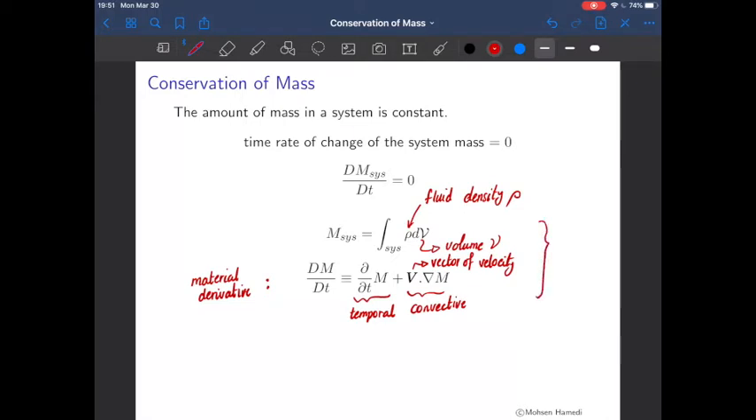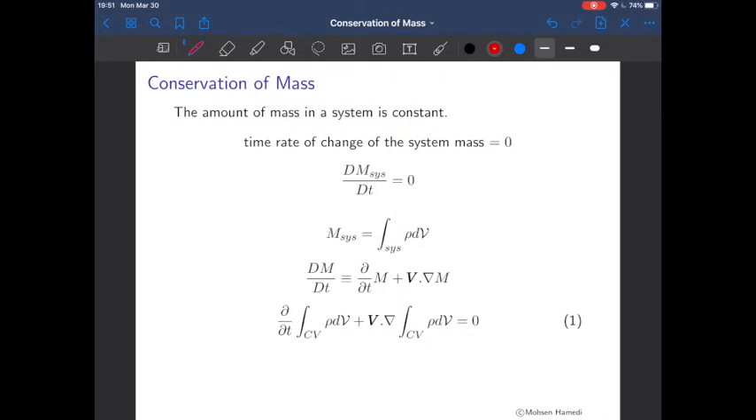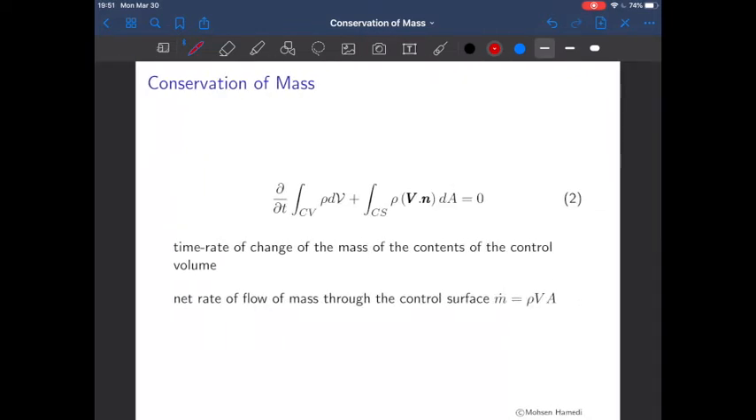So now we have these two definitions. If we substitute these two into the conservation of mass equation, here we can find the conservation of mass. Here both the integrals are over the control volume, but we can change the second integral to be over the control surface, which will give us this equation. And this equation is known as the conservation of mass or continuity.